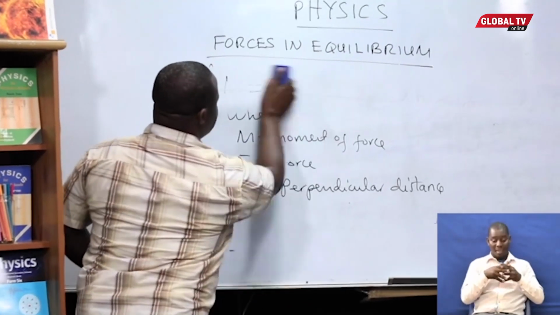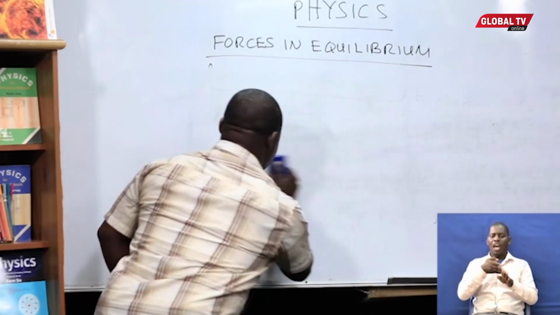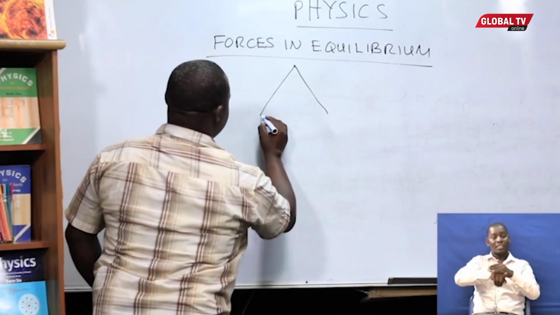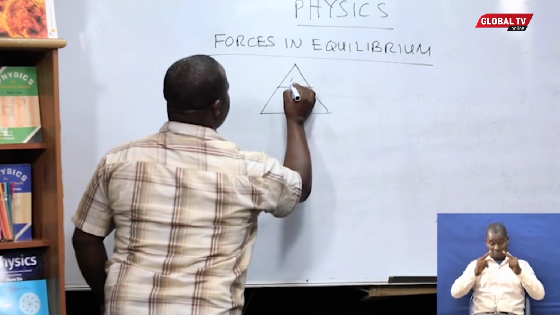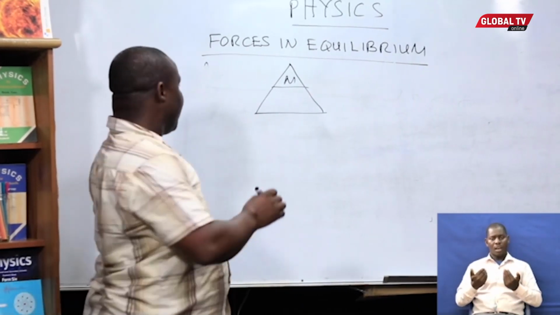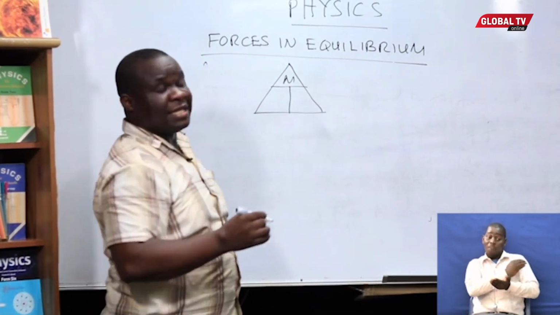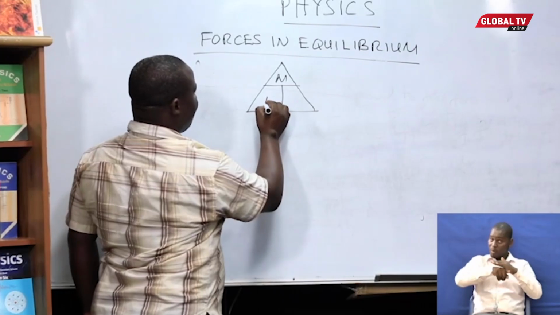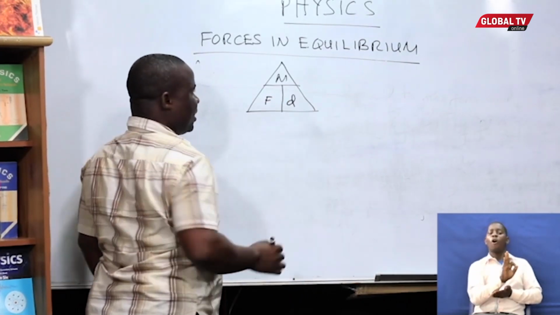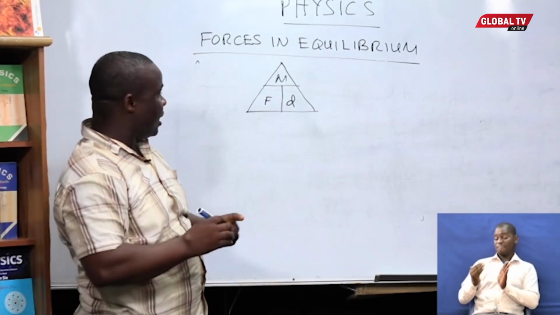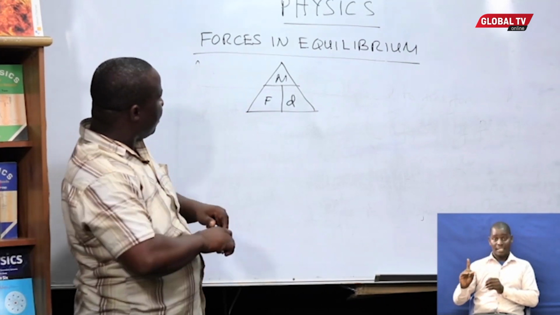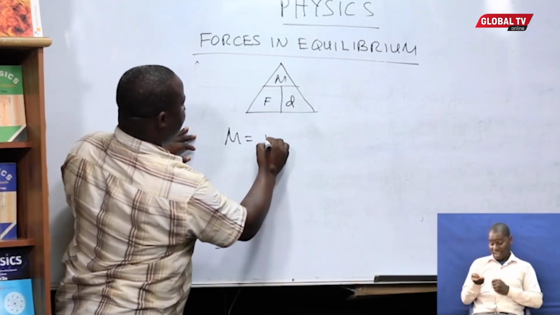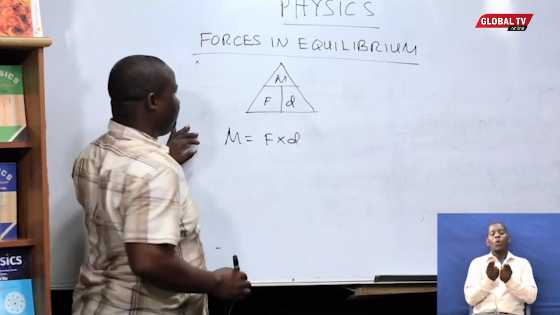In order to memorize it properly, you can put it in a triangular form. Here we have the moment of force M, and since it's the product of force times distance, here is force and here is distance. From this, what you can interpret is that moment of force M equals force times perpendicular distance.